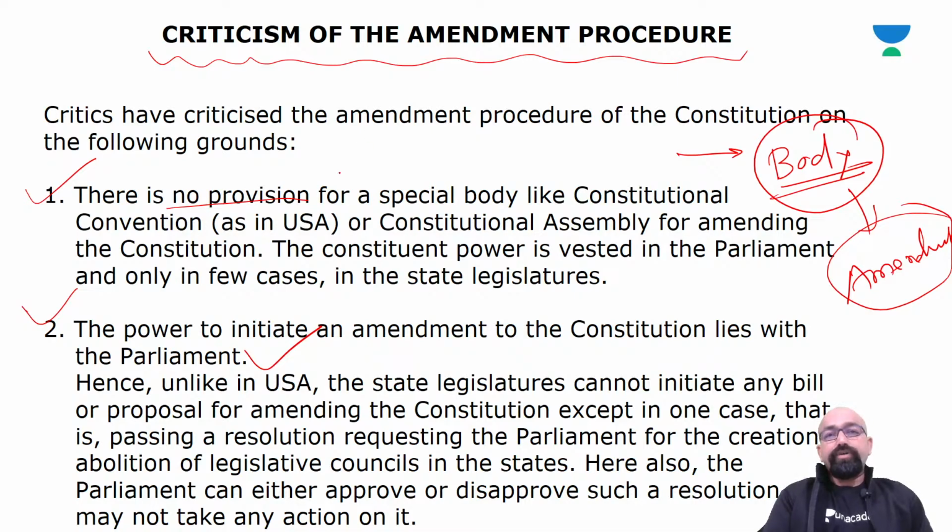Next criticism is that the power to initiate an amendment to the constitution lies with the parliament only. Unlike in the USA, the state legislature cannot initiate any bill or proposal for amending the constitution except in one case, that is passing a resolution requesting the parliament for the creation or abolition of the legislative council in the state. Here also the parliament can either approve or disapprove such a resolution or may not take any action on it.